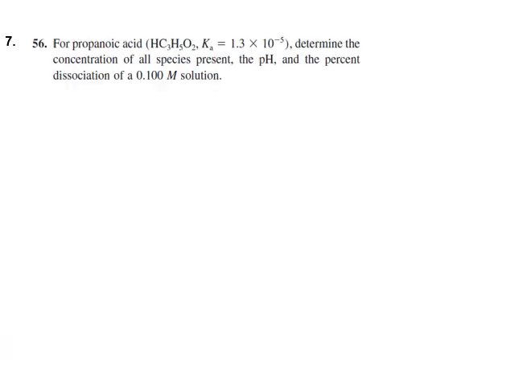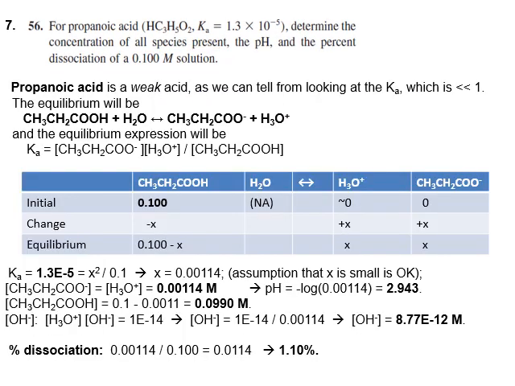Next slide. For propanoic acid, determine the concentration again of all species present, the pH, and the percent dissociation, which this last part's usually very trivial. So let's go ahead and look at that. I'm going to just go to the answer here. So we're starting off with 0.1 molar, which I'm going to put here. Otherwise, the other things we're going to assume are 0. Again, we have 1 to 1 to 1. So minus x on the left, plus x on the right.